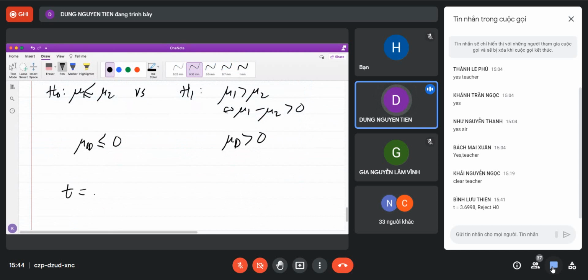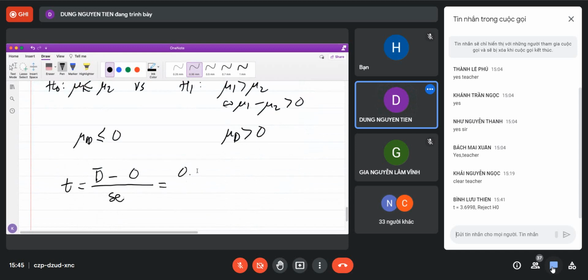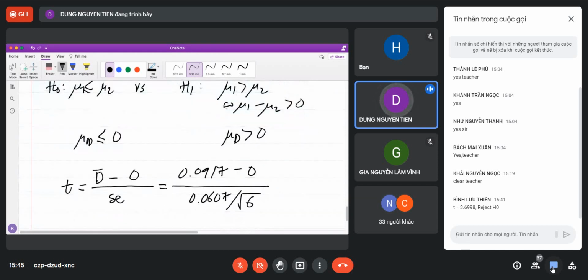Then I need to find the value t. The value t is the average value d minus the right hand side, which is 0, over the standard deviation on the standard error. The average value of the last row is simply 0.0917 minus 0 divided by the standard error. So you get the standard deviation 0.0607 over the square root of n, and in this case n is 6. Do you understand? That's all clear.